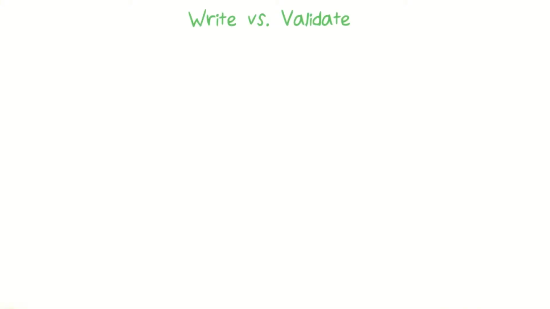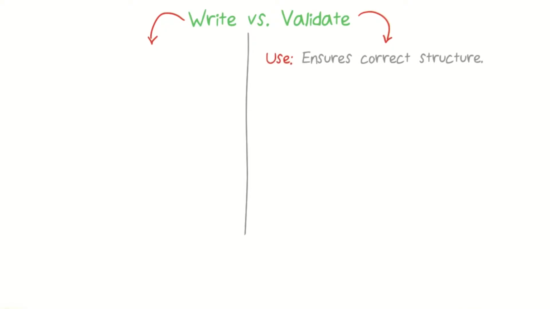Now that you know a little bit more about both write rules and validate rules, you might be wondering what the exact differences are between the two. After all, they are both executed when you try to write data to a database. Part of the difference is in their use. Validation rules should be used to ensure the correct structure and format of data, whereas write rules deal with who has access to write to that data.